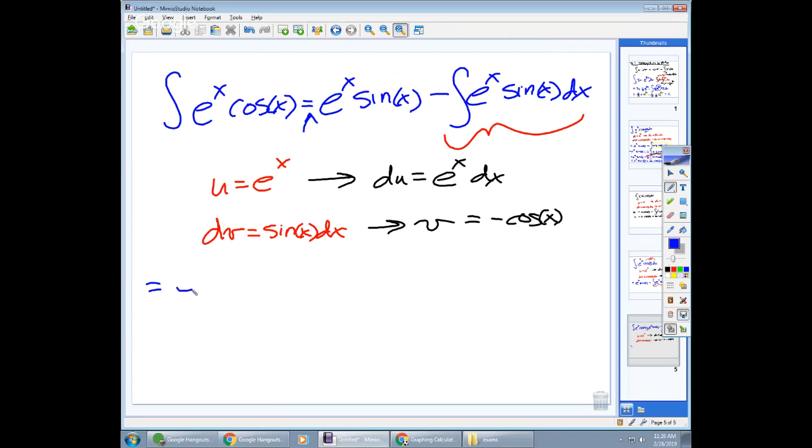So from before, I have my e to the x sine of x minus, now I get to apply this new integration by parts. So I'm going to use a parentheses because I'm going to have to distribute that minus. I'm going to be super careful with signs here. All right, my new uv is e to the x times negative cosine of x, so I'm going to call that negative e to the x cosine of x.